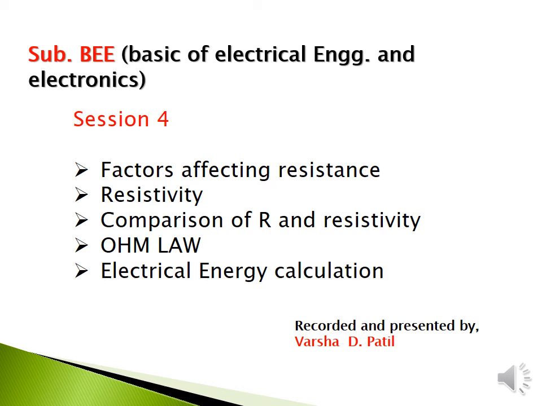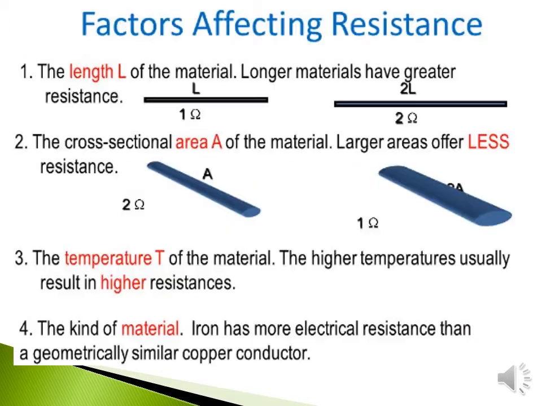Welcome you all for this session 4 of BEE, which stands for Basics of Electrical Engineering and Electronics. These are the learning outcomes. First, factors affecting the resistance. Second is resistivity. Here we are going to see a comparison between resistance and resistivity. Next one, Ohm's law, and the last is electrical energy calculation.